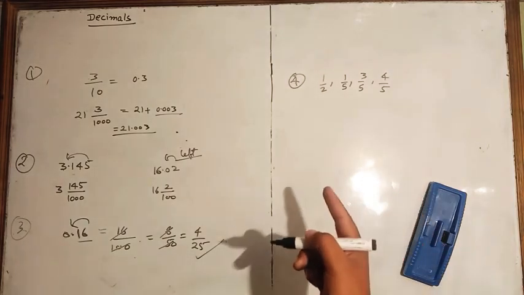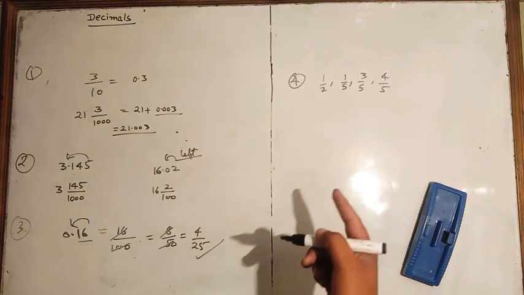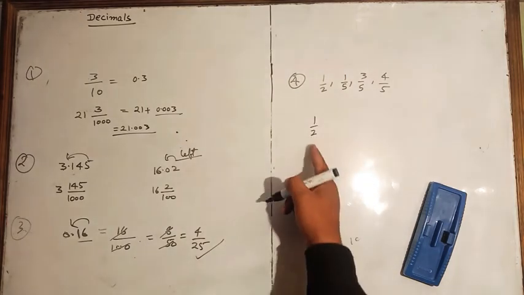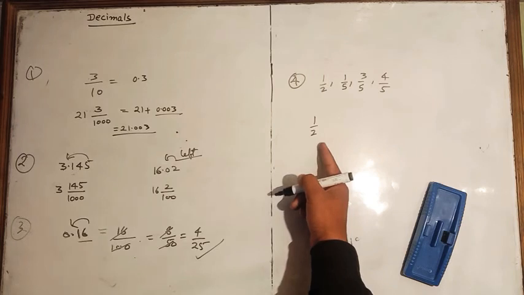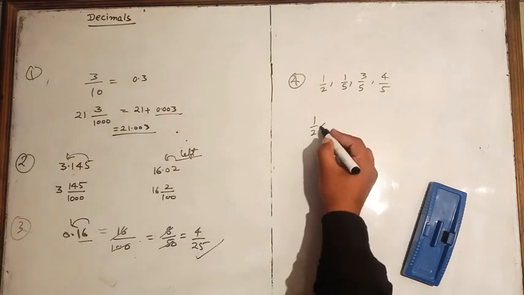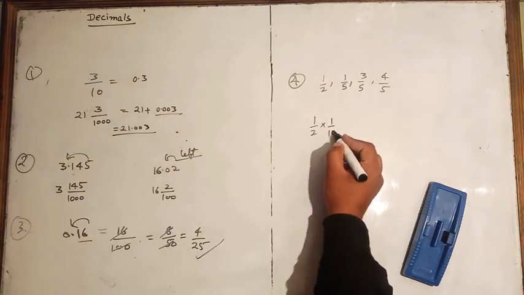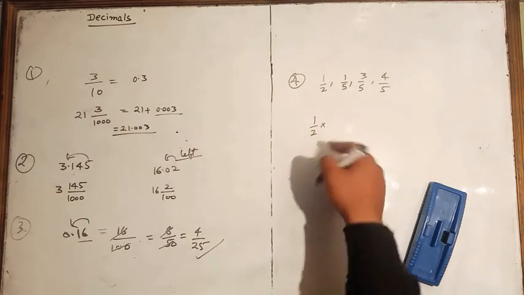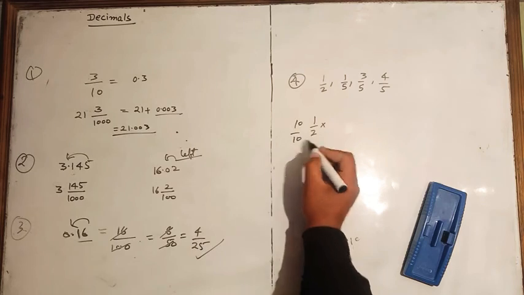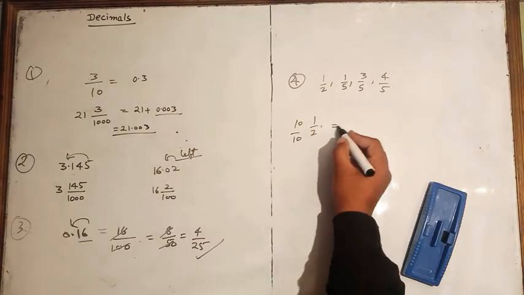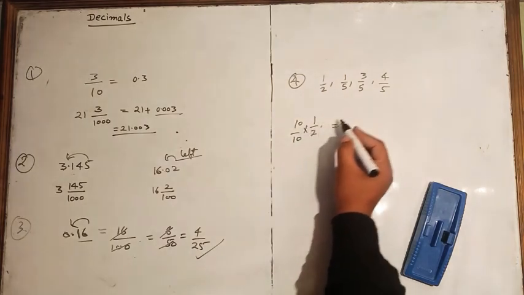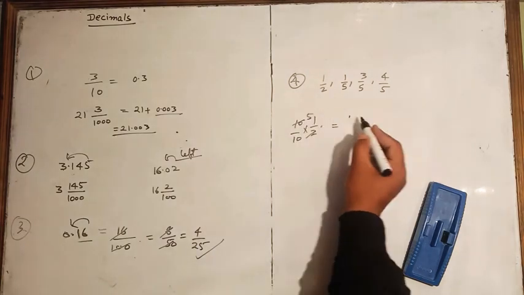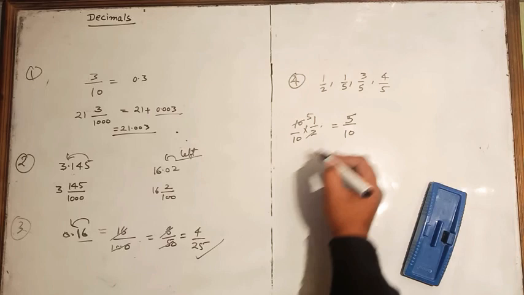First you write these fractions with a denominator of 10. So how will you write? See 1 by 2, you need to write it with denominator 10, so you will multiply and divide by 5, so it will become 5 upon 10.